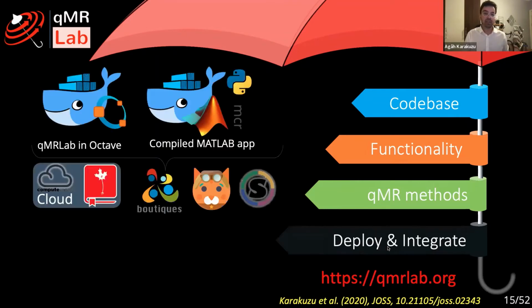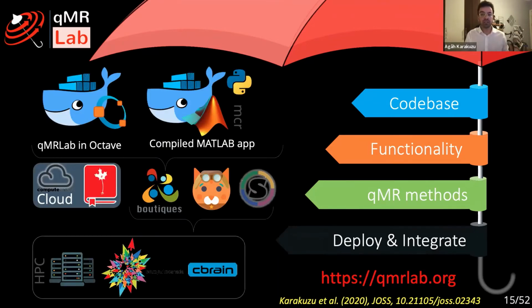And qMRLab has a full-fledged continuous integration and deployment mechanism in place. On each change, the code base integrity is tested both on MATLAB and Octave, and on each release, different flavors of Docker images are built, tagged with respective release version, and published. And this makes it easy to deploy qMRLab on cloud and on supercomputers under version control.